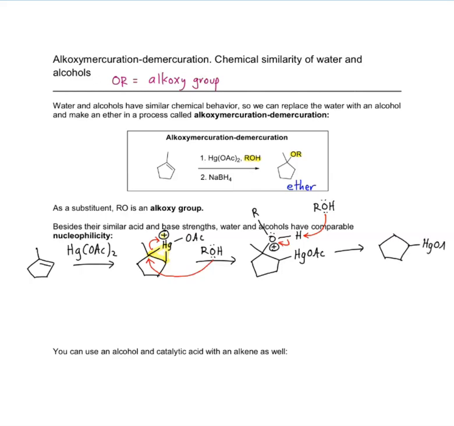So that gets us to here, again completely analogous to what we saw in the example with water. Then sodium borohydride is going to replace the HgOAc group with a hydrogen. Hopefully you can see that the pattern followed is exactly the same. Any place we had water, now we have alcohol, and the alcohol is going to do exactly what the water would have done.